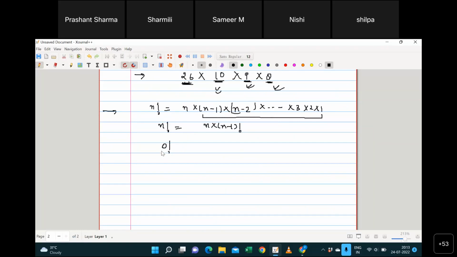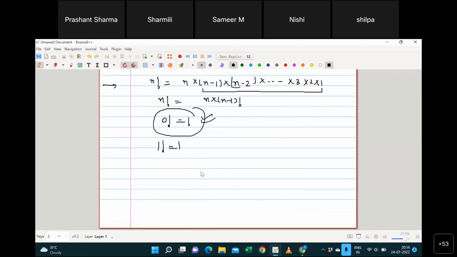What is the meaning of 0 factorial? The value of 0 factorial is 1. So these are something you have to remember. And 1 factorial is also 1, right? No, it's 1. 1 factorial is equal to 1. Do you understand it?